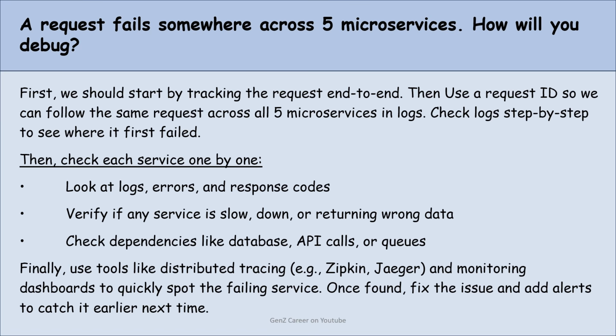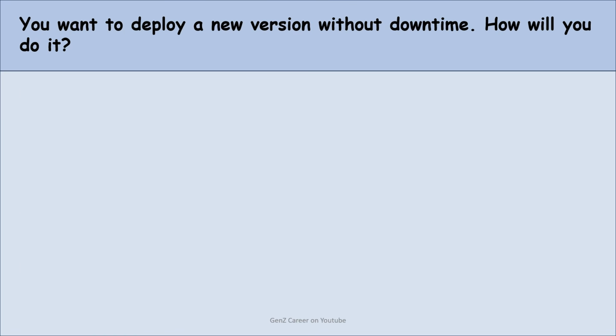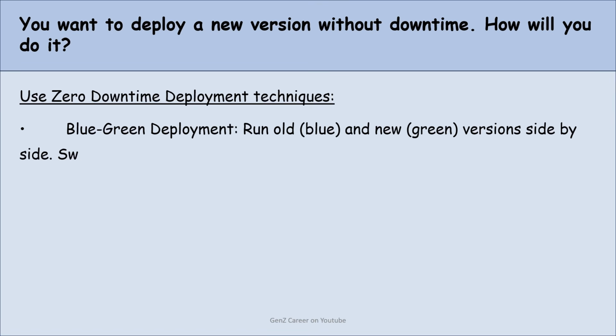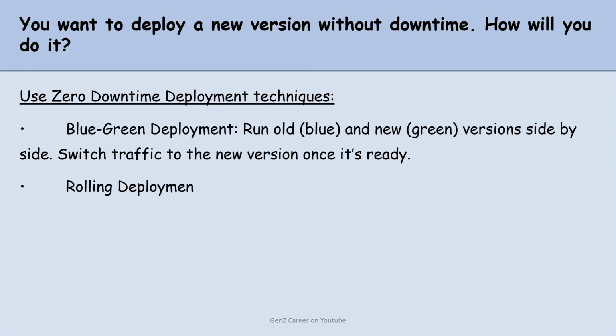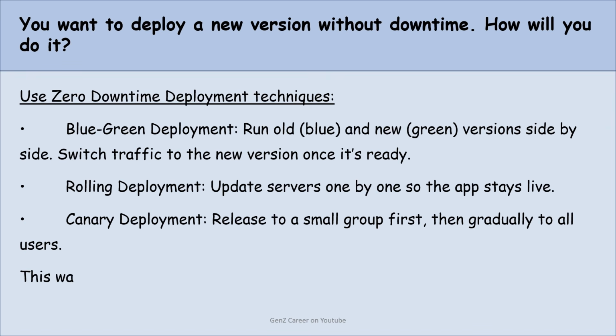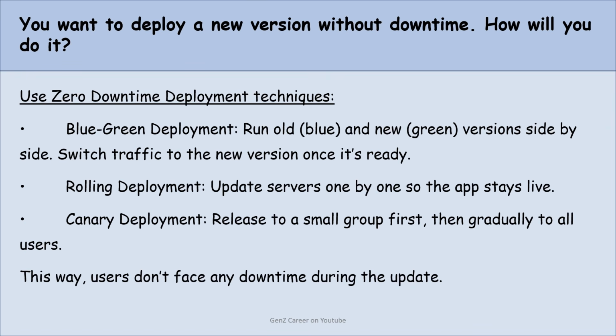Guys, next question is, you want to deploy a new version without downtime, how would you do it? We should use zero downtime deployment techniques here. First is blue green deployment. Here, run old and new versions side by side, and switch the traffic to the new version once it is ready. Second is rolling deployment. Update servers one by one so the application stays live. Third is canary deployment. Here, release to a small group first, then gradually to all users. This way, users don't face any downtime during the updates.